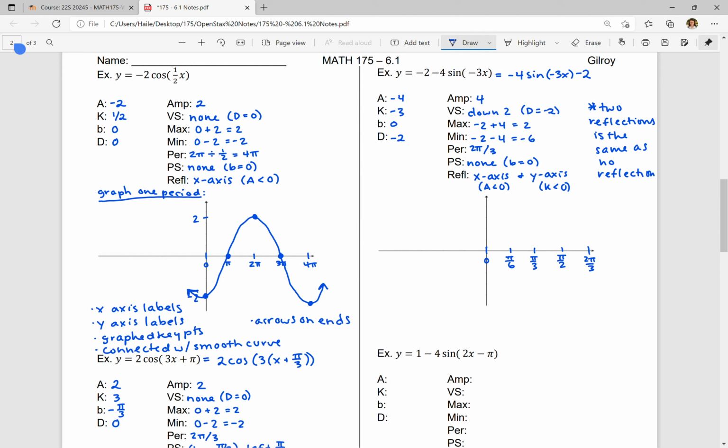My y-axis labels, I'm going to have my maximum, which is 2. Let's see, I'll put the 2 about right there. This time I'm going to have to label my midline because we need to know where that is. And I need to label my minimum. So we're going to have 3 labels on the y-axis this time. We're going to have our maximum, our midline, and our minimum.